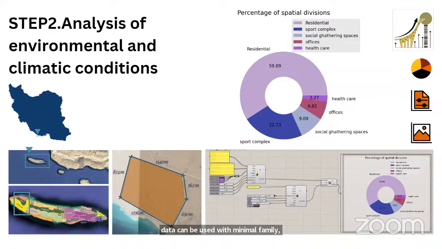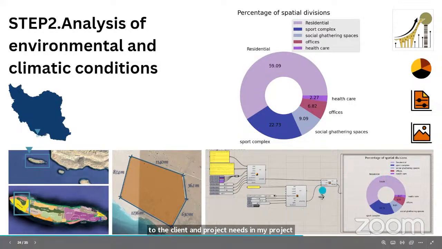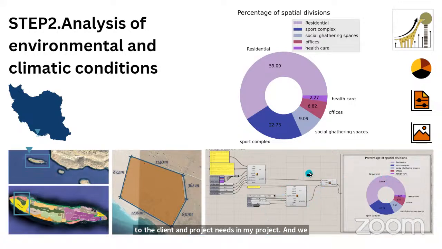For instance, I created this donut chart to find the percentage of spatial division defined according to the client and project needs in my project. And we have here the codes and the parameters we can use for creating these charts.